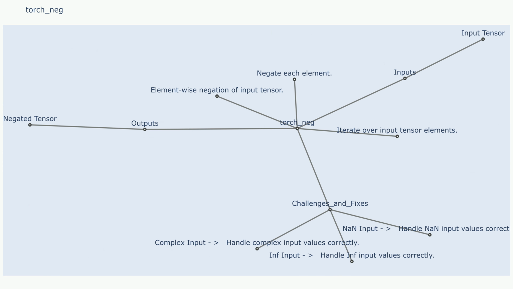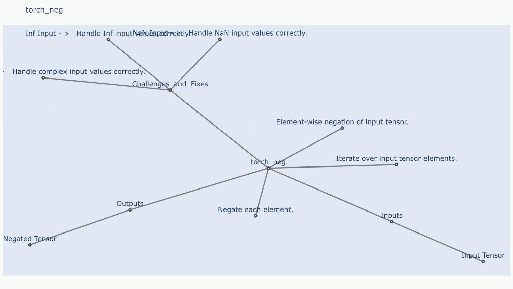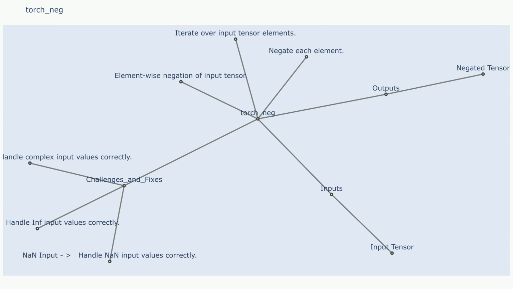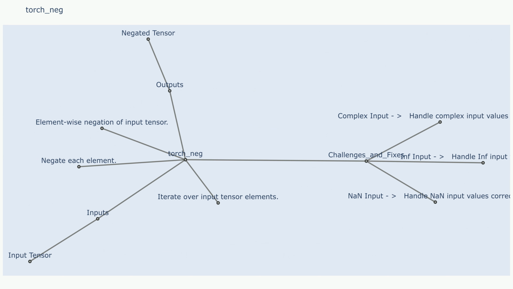Challenge 2: Negating a tensor containing NaN (not a number) or INF (infinity) values. Sample use case that resulted in challenge 2: If the input tensor contains NaN or INF values, negating these values will still result in NaN or INF, respectively. Fixes to challenge 2: Be aware that negating NaN or INF values will still result in NaN or INF. Handle these values appropriately based on your application's requirements. You might need to replace them with a specific value or raise an error if they are invalid in your context.